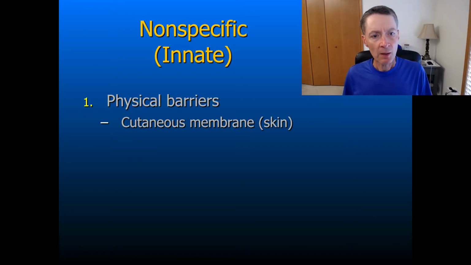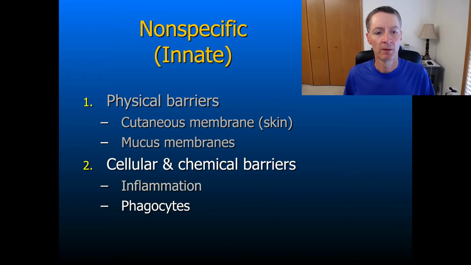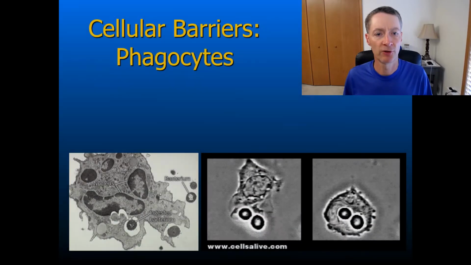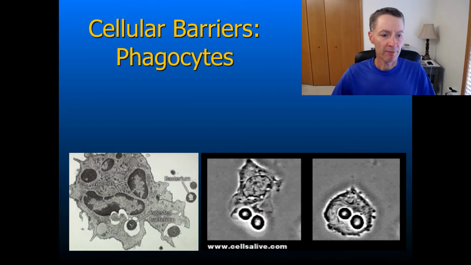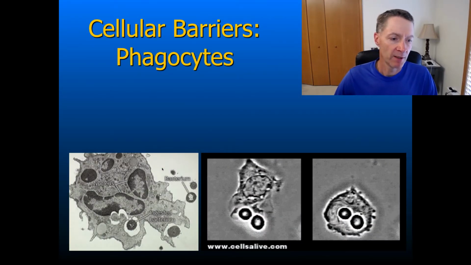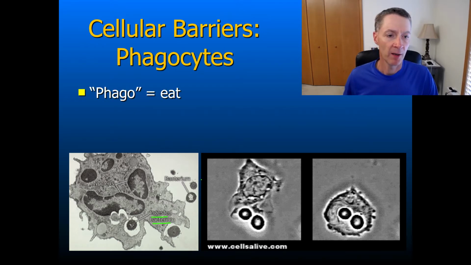So we have these physical barriers and inflammation. Let's now talk about some of those cellular barriers, the phagocytes. So here we have actually an image right down here in the bottom left of a phagocyte, okay? And you can see an ingested bacterium right inside that cell. And I'm going to show you some videos here in a second, but obviously these phagocytes typically are going to be much bigger than a single bacterium.